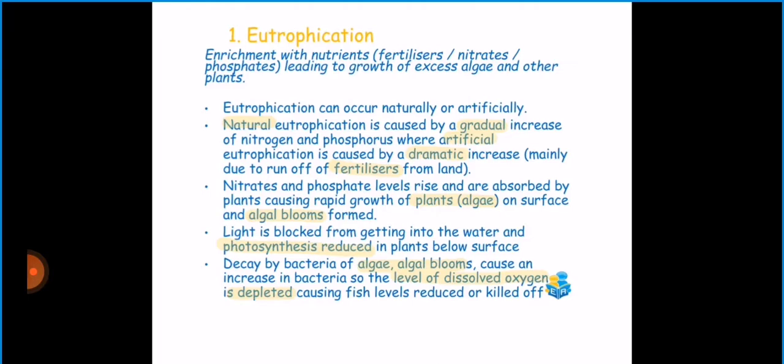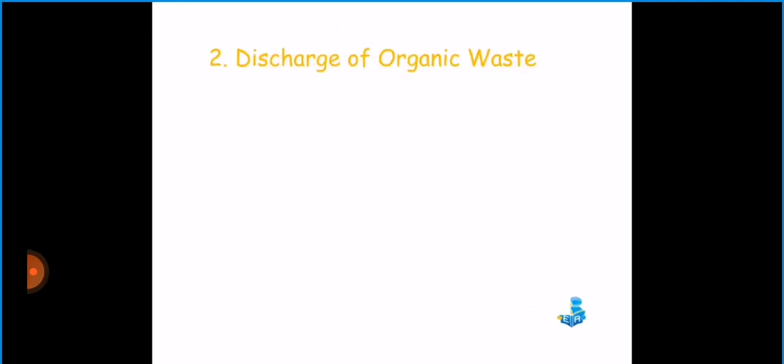And this causes fish levels to be reduced, and as a result, fish may be killed off. Species of fish may be killed off because they thrive on the oxygen in the water, and if the oxygen has been used by the bacteria for respiration, then there's not enough oxygen for the fish.